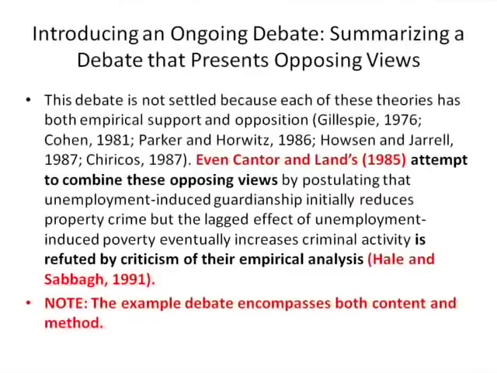I like this example because this debate looks at both content and method, and sometimes you will be disagreeing with the content and the method of what's going on. This debate, the pointing word, right, is not settled because each of these theories has both empirical support and opposition. You saw that before. Even Cantor and Land's attempt to combine these opposing views, like, okay, there's support and opposition. Now there's a study done that tries to combine the support and the opposition.